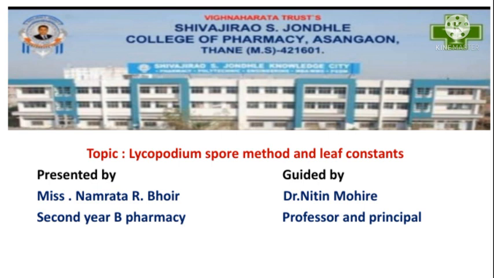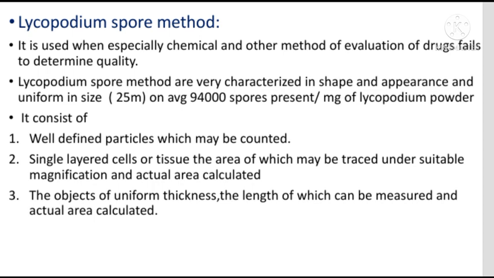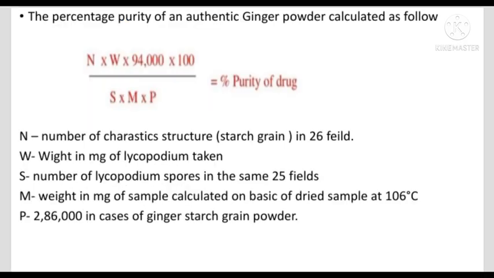So let's begin. Lycopodium spore method. It is used when chemical and other methods of evaluation of drugs fail to determine quality. Lycopodium spores are very characteristic in shape and appearance. There are 94,000 spores present per unit of Lycopodium powder. It consists of well-defined particles, single cells or tissue, and an object of uniform thickness, the length of which is measured and the actual area calculated. Using this formula, we can calculate the percentage of purity of a drug.